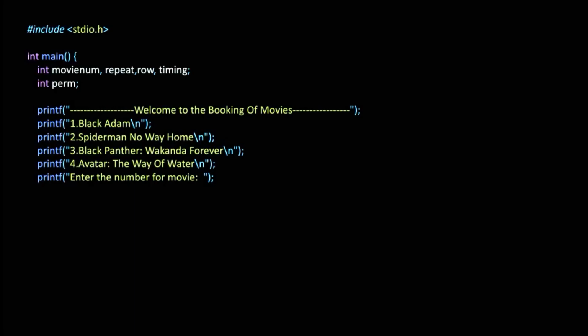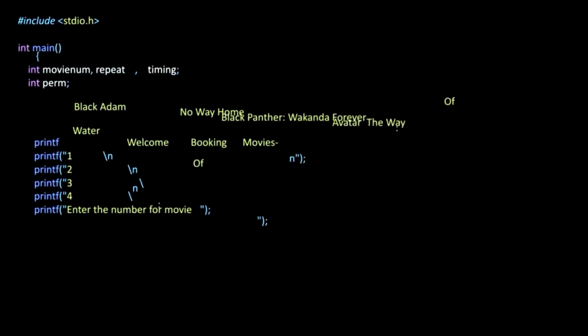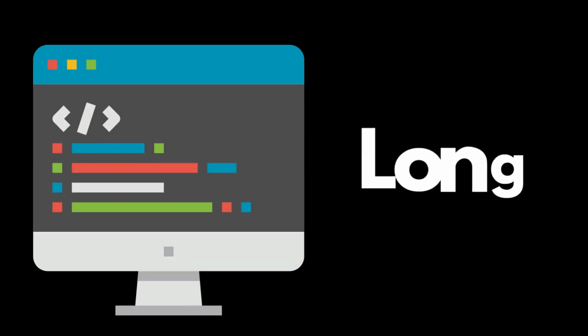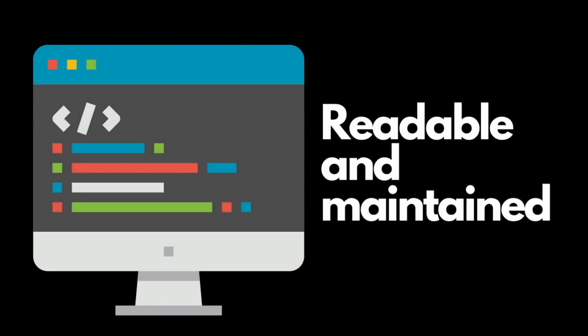For a basic example, here these movie names are printed, but to have efficient code, we should make these names variables so that we can use these names anywhere we want easily. Now it looks simpler than before. The length of code can be long or short according to the project, but it should be readable and maintainable.